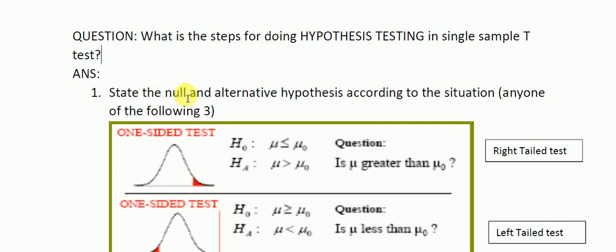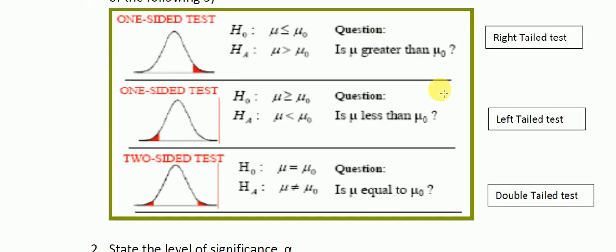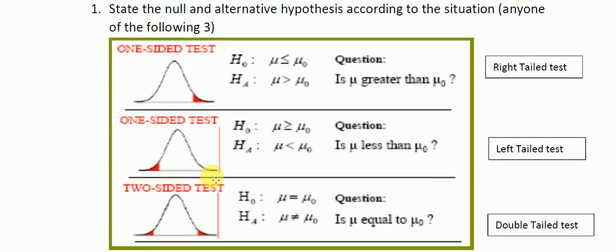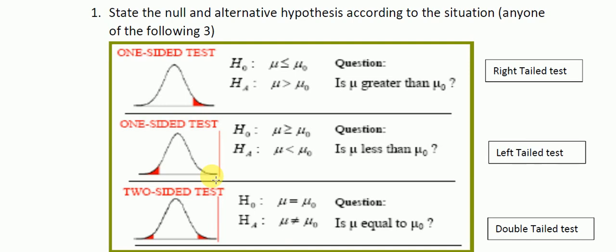So first we have to state the null and alternative hypothesis according to the situation. So we can have either one of these situations, one-sided test and two-sided test. So basically we have two kinds of one-sided test and one two-sided test. We have already discussed it in CHSME in part 1 in much more detail, so you can refer back to it. So basically we can have a right tail test, a left tail test, and a double tail test.